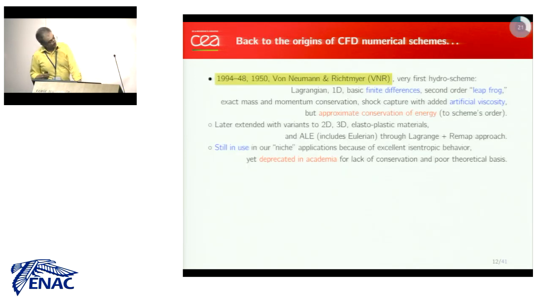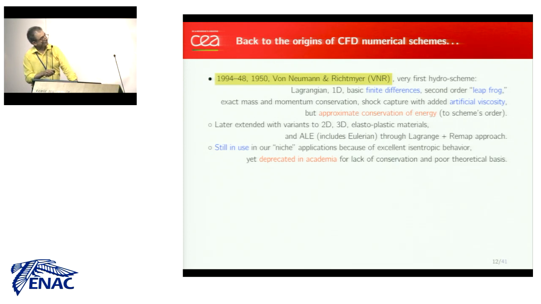Okay, so back to the origins of computational fluid dynamics. You have basically two schemes. You have the von Neumann-Richtmyer scheme, which was developed during the war and published in 1950. It's the very first scheme, and it's Lagrangian. It was basically finite differences in a leapfrog configuration, using artificial viscosity to stabilize the shocks. But it has only approximate conservation of energy. It's up to the scheme's order.